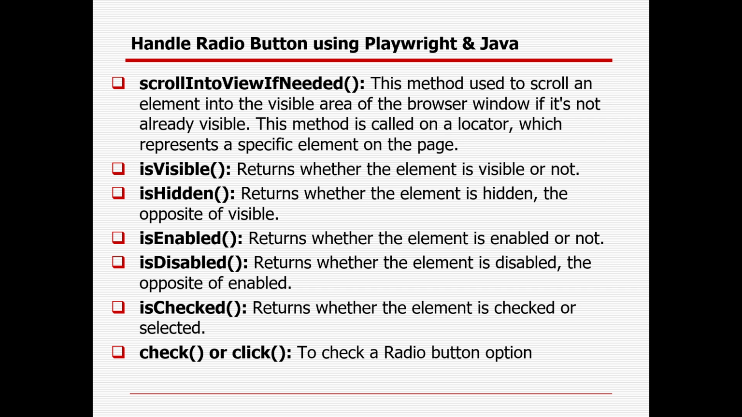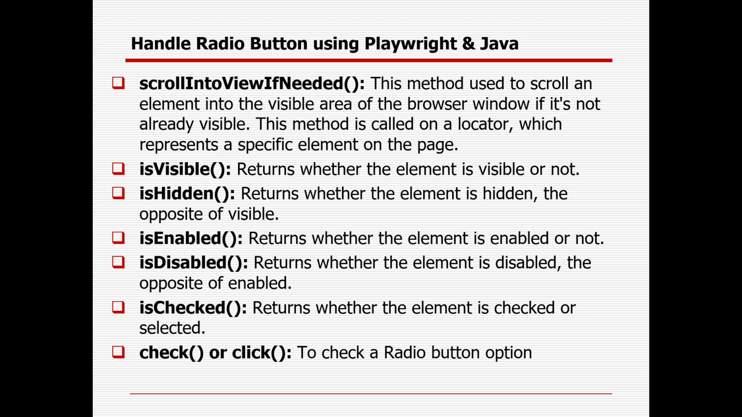The scrollIntoViewIfNeeded method is used to scroll an element into the visible area of the browser window if it is not already visible. This method is called on a locator, which represents a specific element on the page.